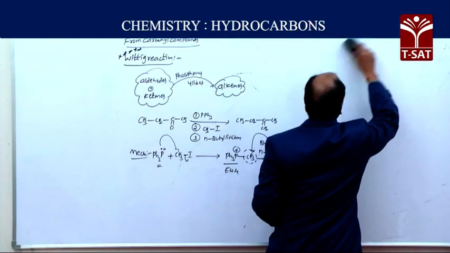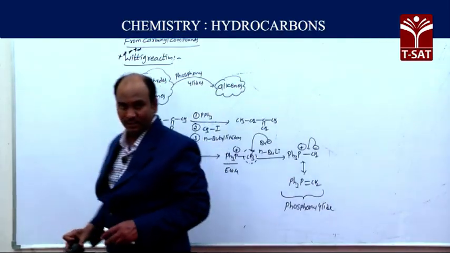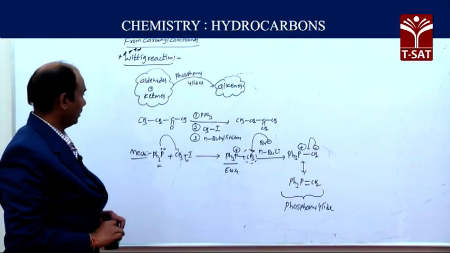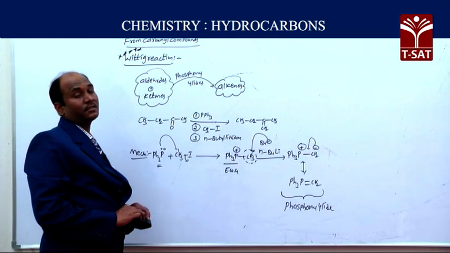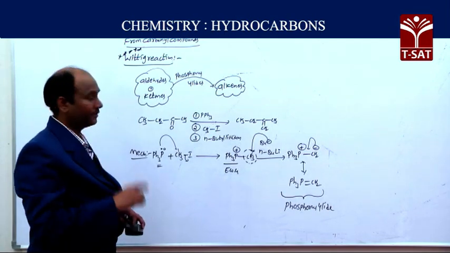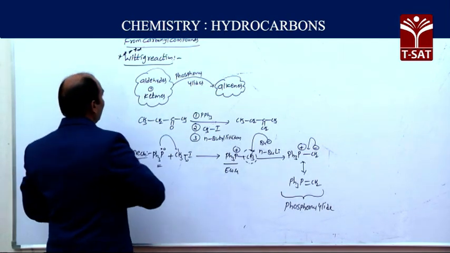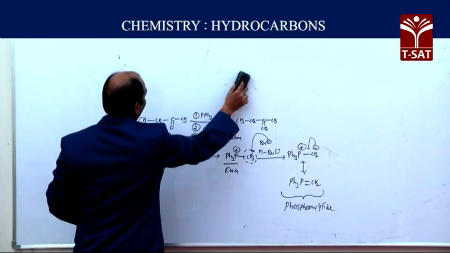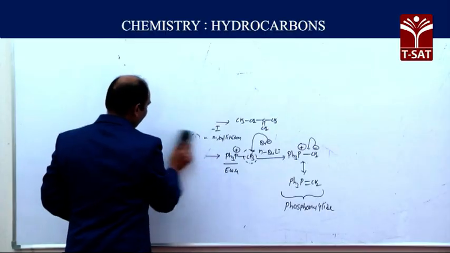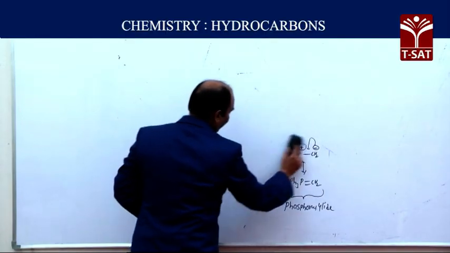Wittig reaction is used for the conversion of aldehydes and ketones into alkenes, whereas Clemmensen reduction is used for the conversion of carbonyl compounds into alkanes. That is alkanes, this is alkenes. In this one, let us discuss 2-3 more examples. Already one example is finished, and one more example.